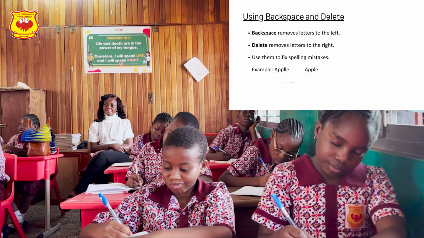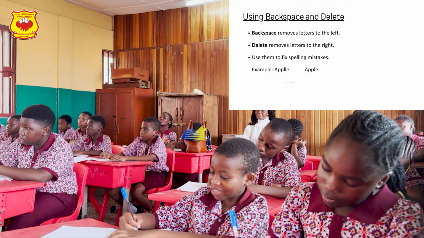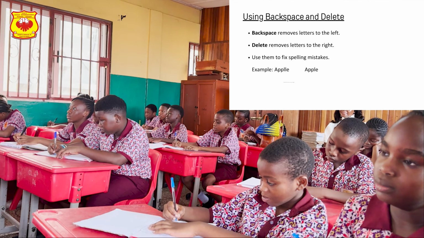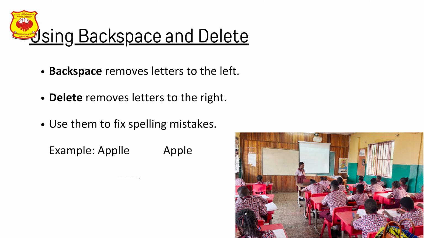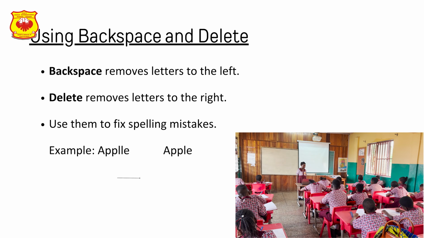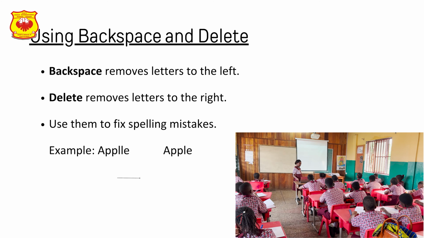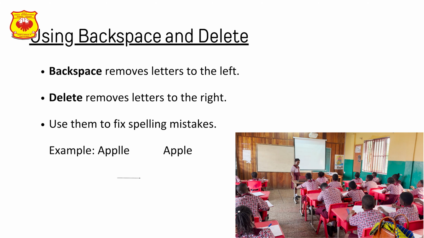Using backspace and delete. Backspace removes letters to the left. Delete removes letters to the right. Use them to fix spelling mistakes. As you can see, in this word, apple was spelled wrongly. You can use backspace or delete to fix the spelling.